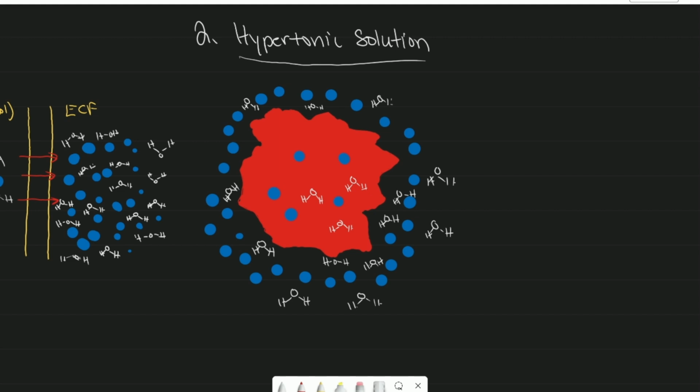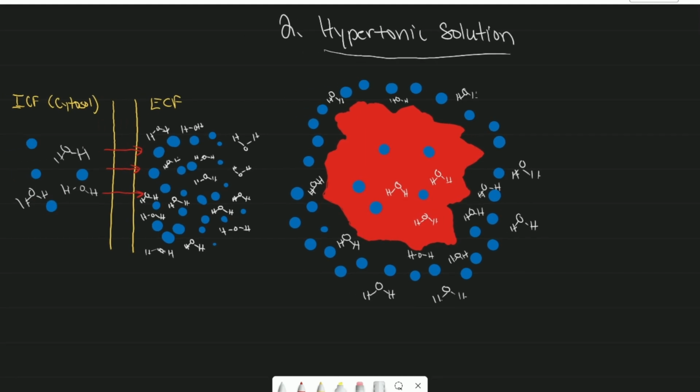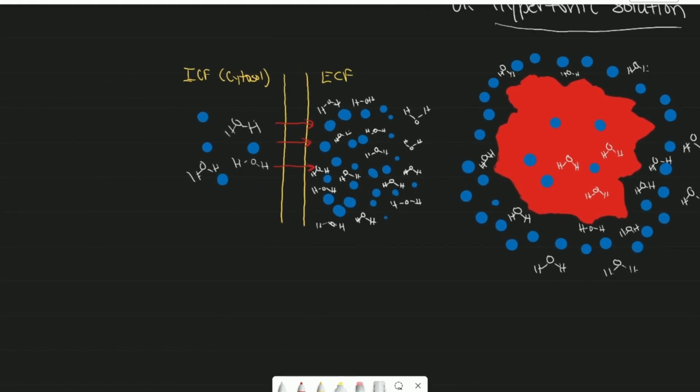So again, this would be a red blood cell. And then here on the inside, you can see that there's three water molecules, and that there's only one, two, three, four, five solutes on the inside. And because water is going to follow the solutes, they're going to the higher concentration of solutes, which would be on this outside of the cell, which would be the extracellular fluid. So all the water molecules are actually leaving this cell, which would be causing it to shrink and lose its shape.